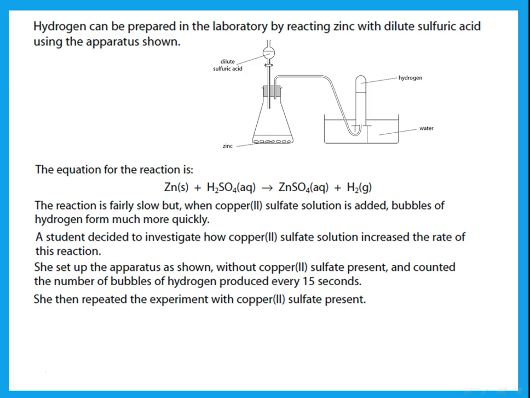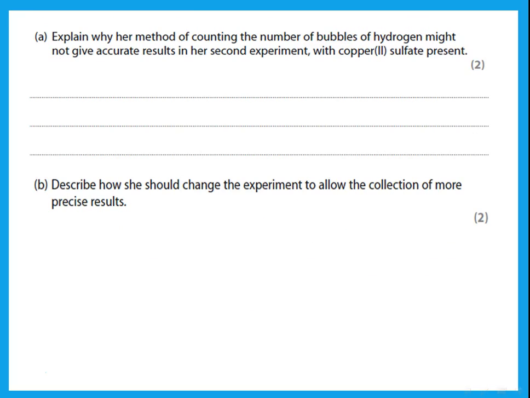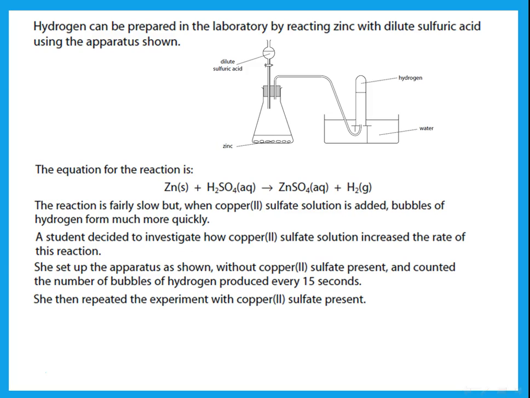She set up the apparatus as shown without copper sulfate present and counted the number of bubbles of hydrogen produced every 15 seconds. She then repeated the experiment with the copper sulfate present. Explain why her method of counting the number of bubbles of hydrogen might not give accurate results in her second experiment with copper sulfate present. Remember that she's not collecting the gas in a gas syringe. That would have been a much better way, and measure the volume of the gas. We said that is the best way to measure the volume of a gas given off. What she was doing is collecting the hydrogen over water and just counting the bubbles.